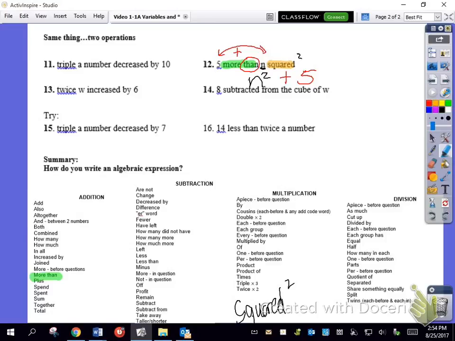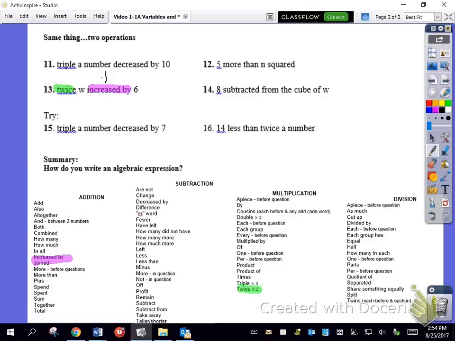Number 13, I've got 2 keywords. Twice. And it means times 2. And then I have increase by. And increase by means to add. So addition. And then twice means times 2. So twice what? Twice w. And you put the number first. 2w plus, and then you have a 6. Okay? I do not switch the order because it said by. You only switch the order when it says than or from.